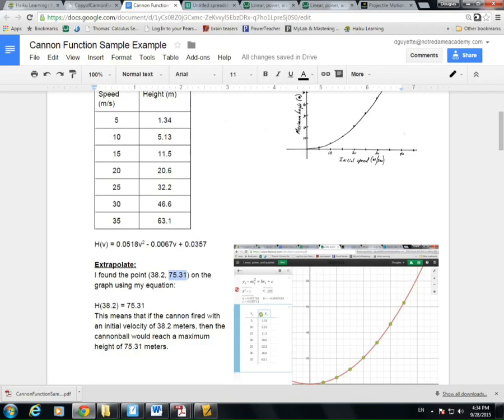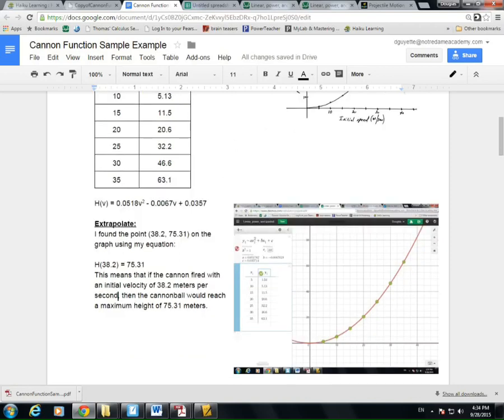So that being said, I now had to interpret this point in English. So I said, h of 38.2 equals 75.31 means that if the cannon was fired with an initial velocity of 38.2 meters per second, then the cannonball would reach a maximum height of 75.31 meters.